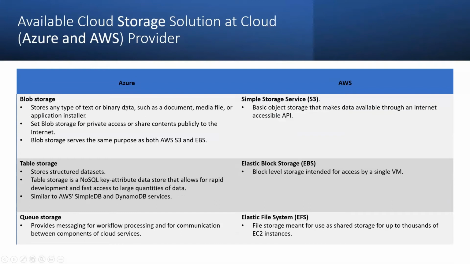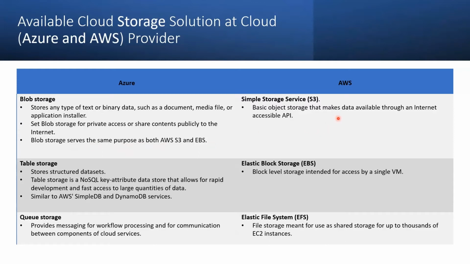So in Azure, we have Blob Storage. It stores any type of text and binary data, such as documents, media files, or application installers. You can set Blob Storage for private access or share content publicly to the internet. You can set access and network restrictions based on your need. Blob Storage serves the same purpose as both the AWS S3 bucket and EBS.